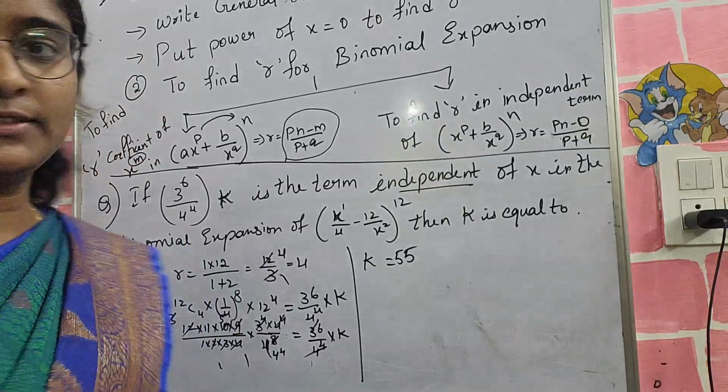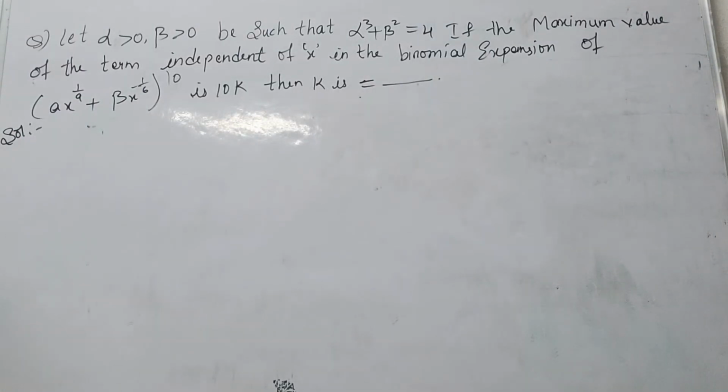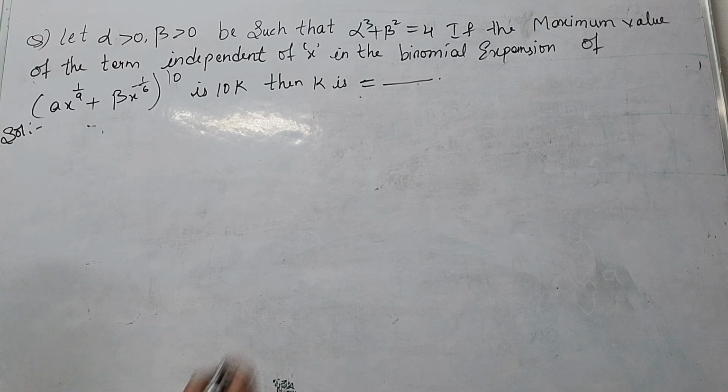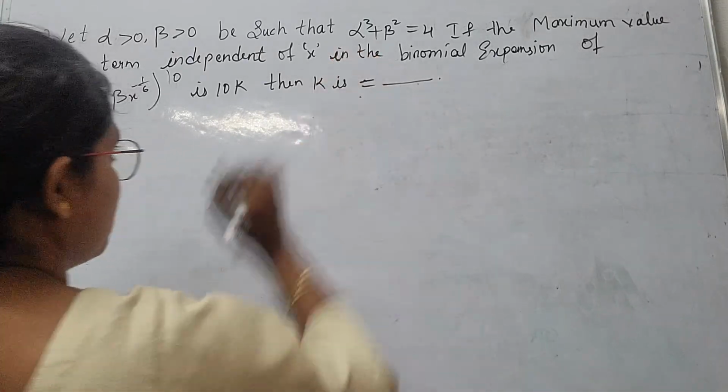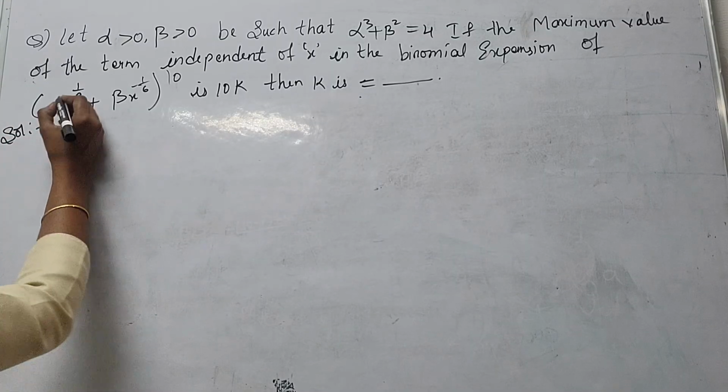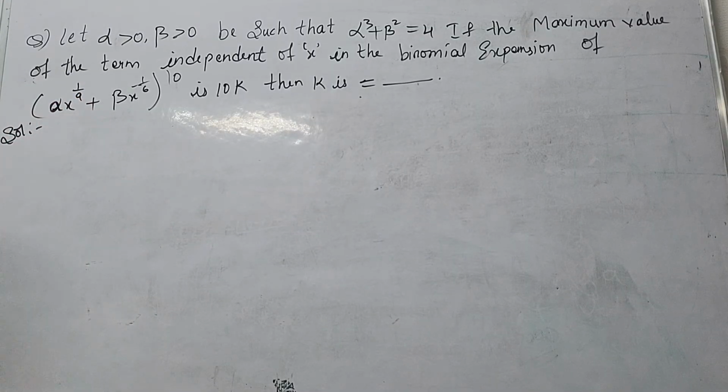We'll continue with this. Here is a question. Let alpha greater than 0, beta greater than 0 be such that alpha cube plus beta square is equal to 4. If the maximum value of the term independent of x in the binomial expansion of (alpha x^(1/9) + beta x^(-1/6))^10 is 10k.